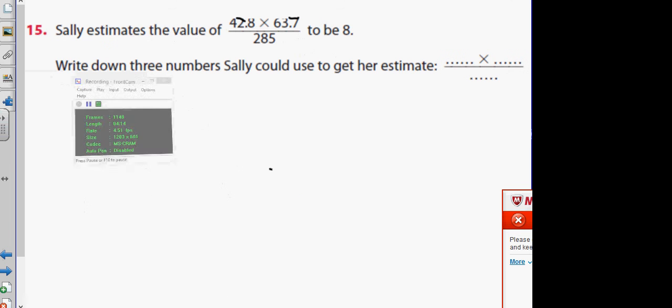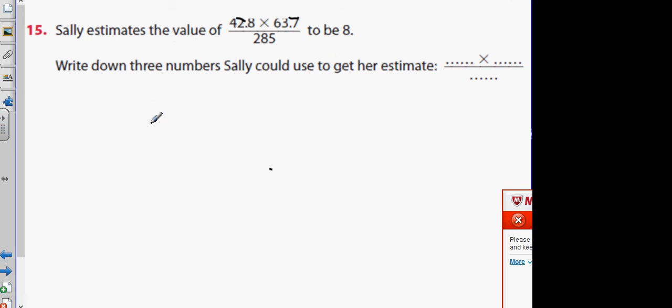Okay. So in number 15, alright, Sally estimates the value of 42.8 multiplied by 63.7 divided by 285 to be 8. And write down 3 numbers Sally could have used to get her estimate. So what we'll just do is we'll just try and play around with a couple of numbers first and see what happens. So I'm going to change it to 43. I'm going to change 63 to 64. And I'm going to leave the 285 the way it was. And I'm going to see how close to 8 I'm going to get.